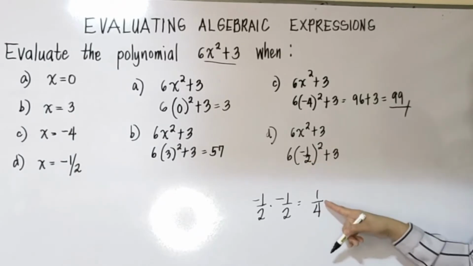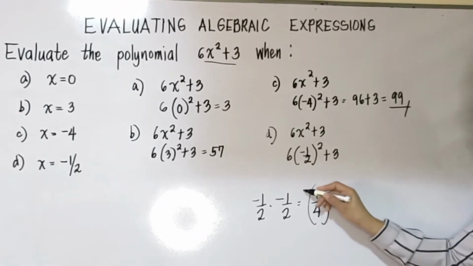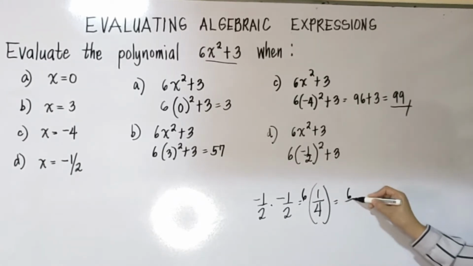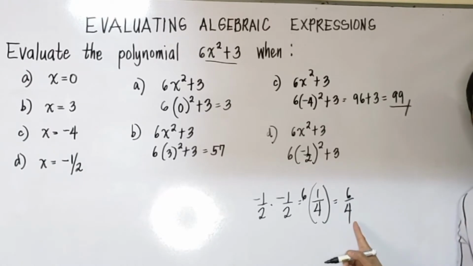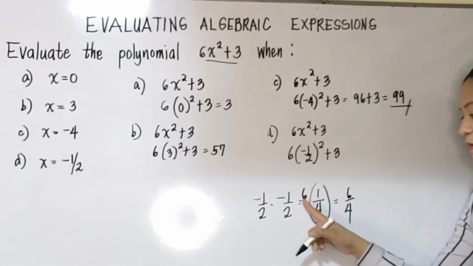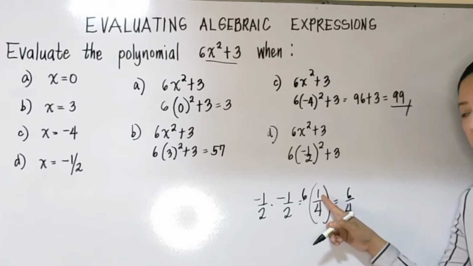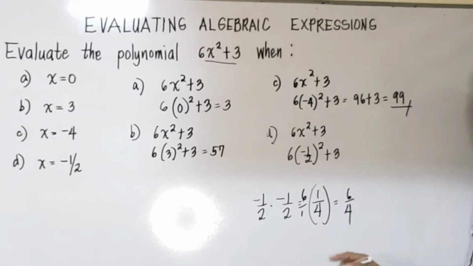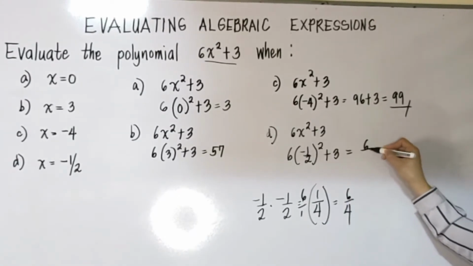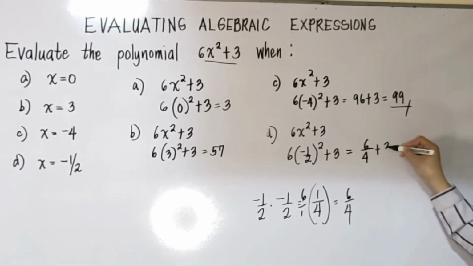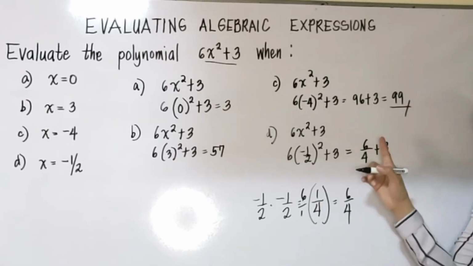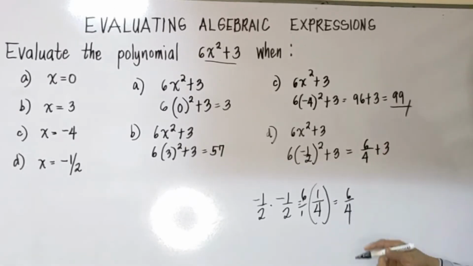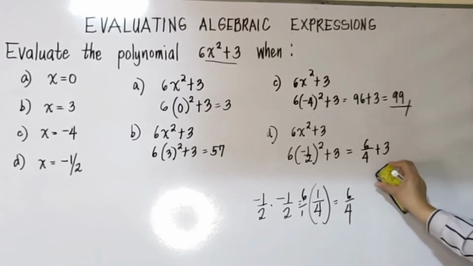So this is positive 1/4. Then you multiply this by 6. So that is 6/4, multiplying the numerator by the numerator. The denominator here is 1, so 1 times 4 is 4. So you have 6 over 4 plus 3. Now, you are going to simplify your answer. So 6 over 4 plus 3.